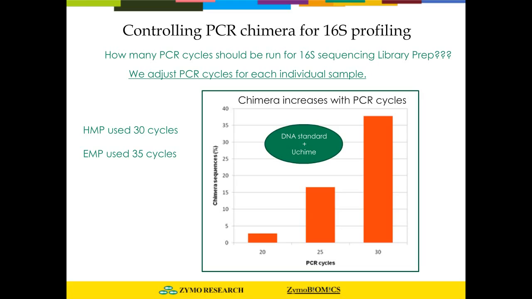Many researchers choose to rely on bioinformatic tools such as UCHIME to filter out these chimeric sequences. However, it's highly questionable how effective that approach can work for all unknown samples. At Zymo Research, we don't use a fixed number of PCR cycles for all different samples. We adjust the PCR cycles for each individual sample. We developed a process that allows you to control each PCR reaction in a 96-well format, and therefore control PCR chimera formation from its source rather than dealing with the problem afterwards.